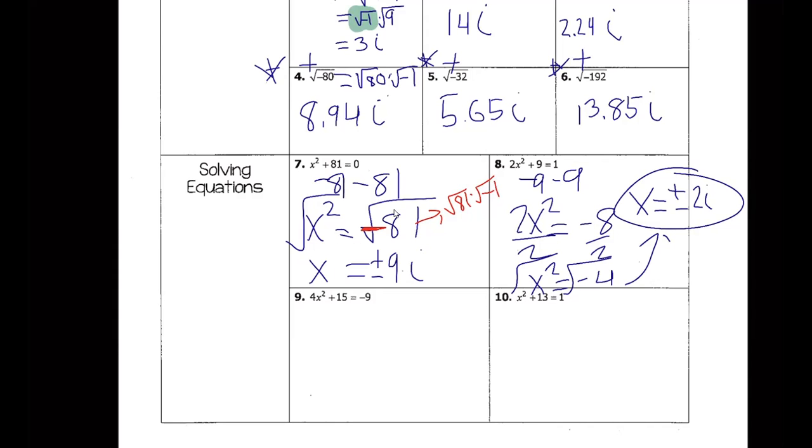So Aslan asked, why doesn't number 4 have a plus or minus? Because you're just simplifying. It's kind of a weird thing, and let me know if it doesn't make sense. But since you're just simplifying this square root, you're assuming that this is just the positive square root of -80.